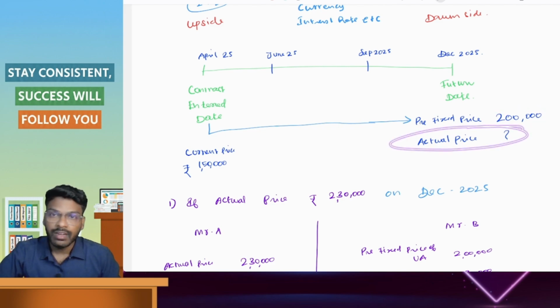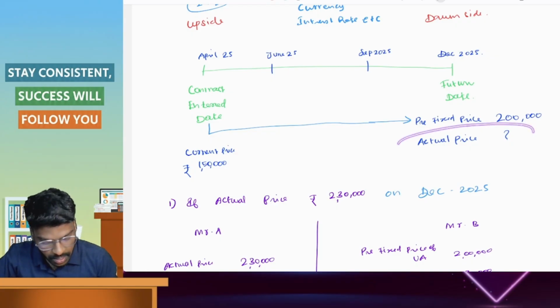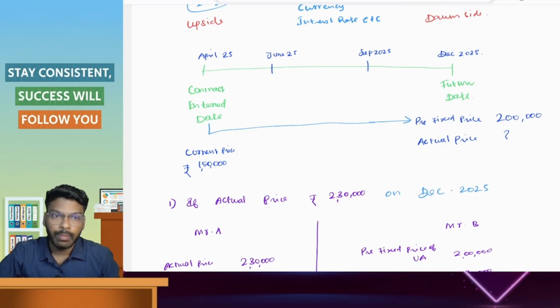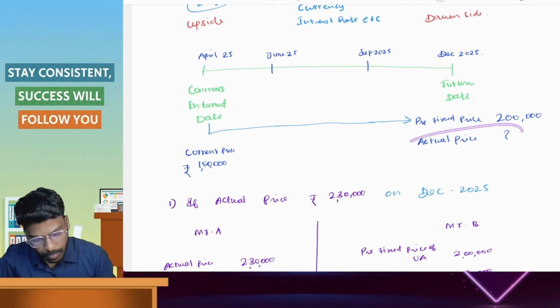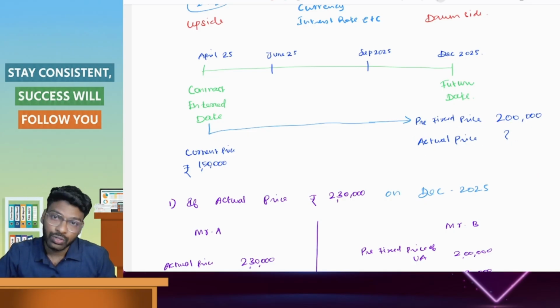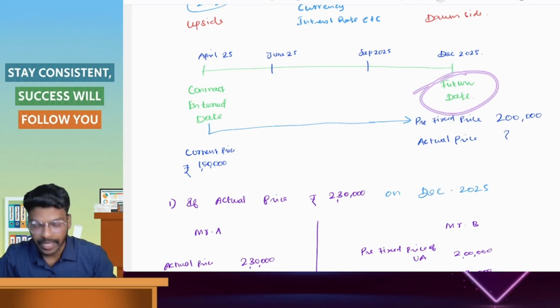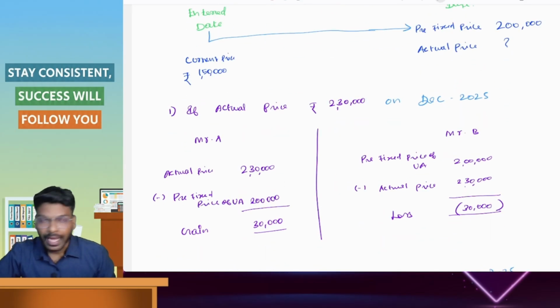But settlement will happen at the actual price. Actual price, both parties will not know. There's an actual price quoted on the maturity date. So I will take an example in two situations.